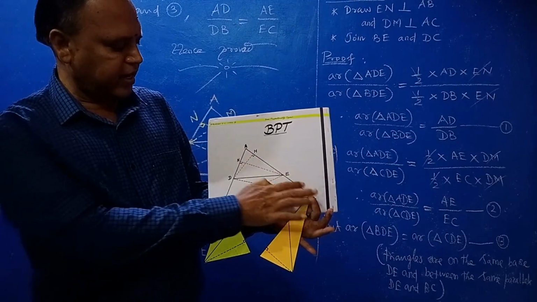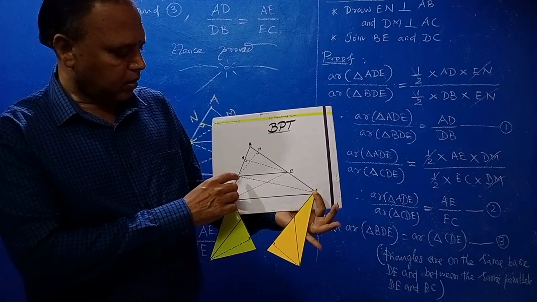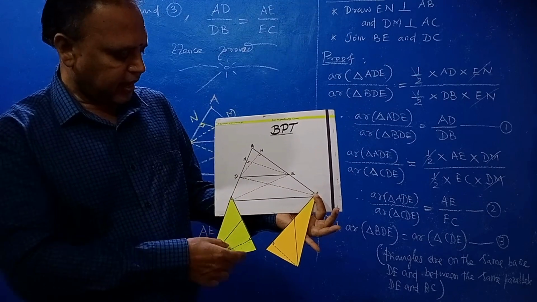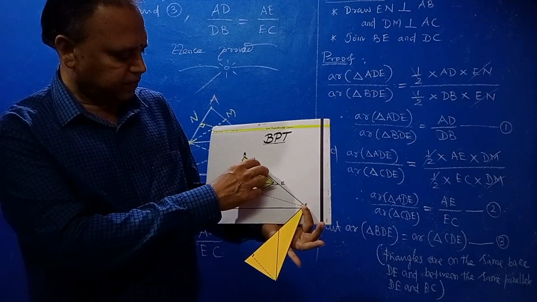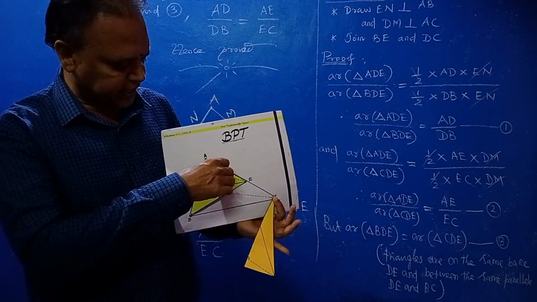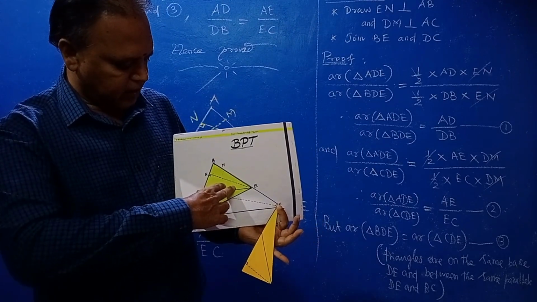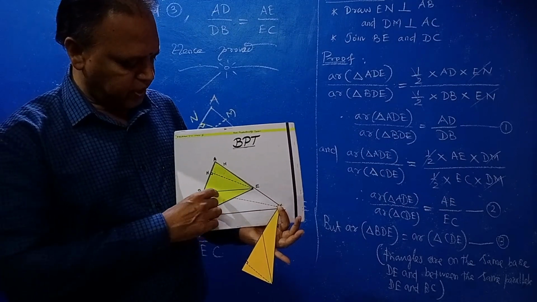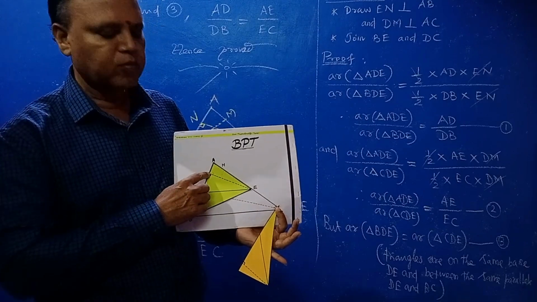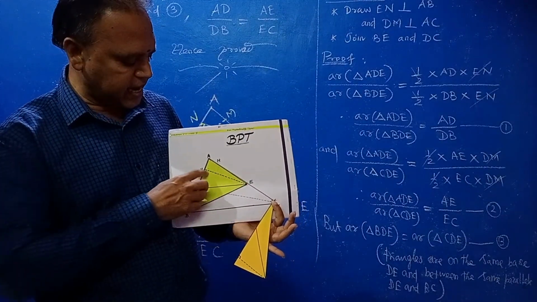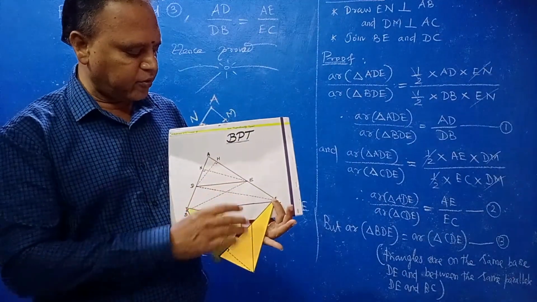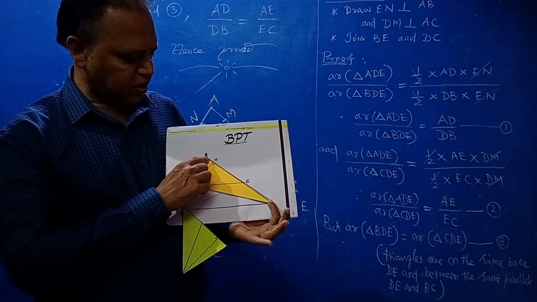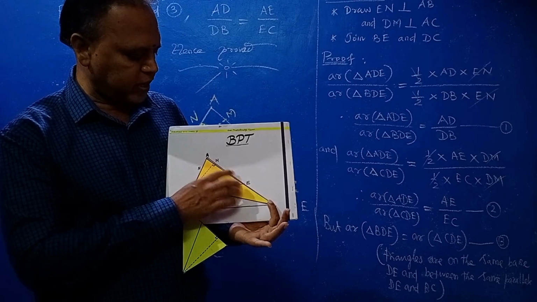You see this triangle. ABC is a triangle, and DE is parallel to BC. Bring the triangle like this, and on the left side you will get AD by DB. Two triangles: based on AD you have ADE, based on BD you have BDE. Both have the same height, that is EN. Same way, on this side take this triangle. Based on right side, what we have to prove is AE by EC.